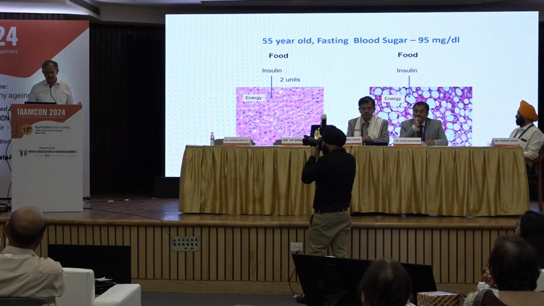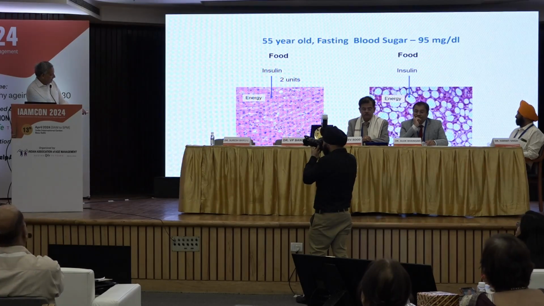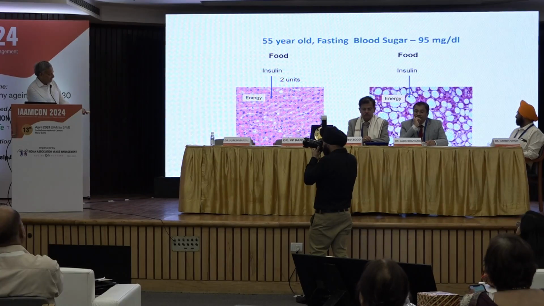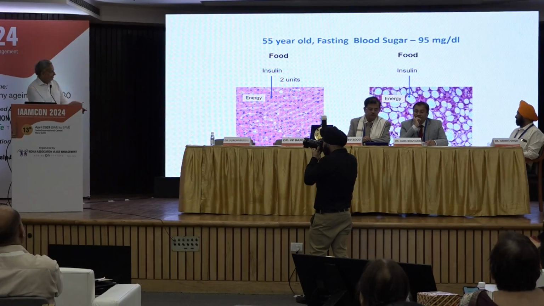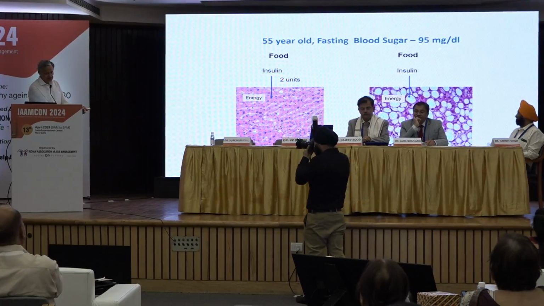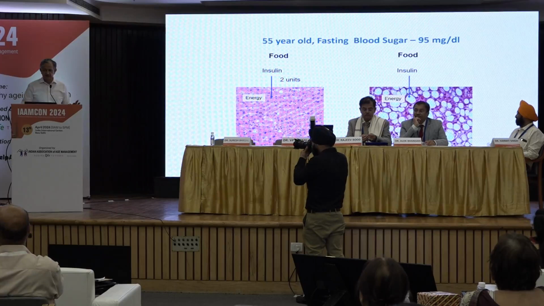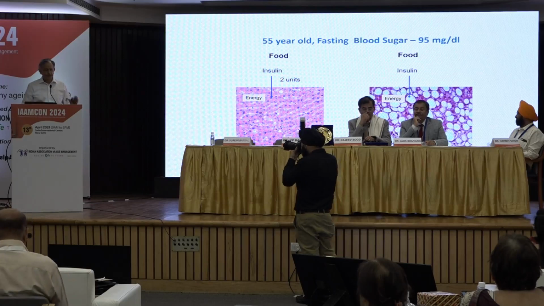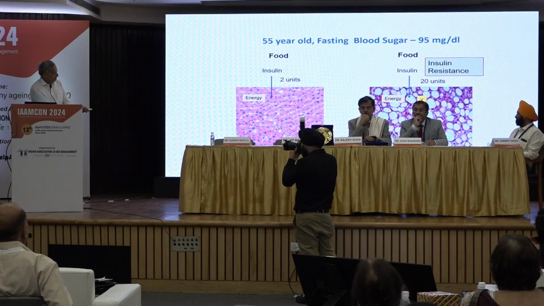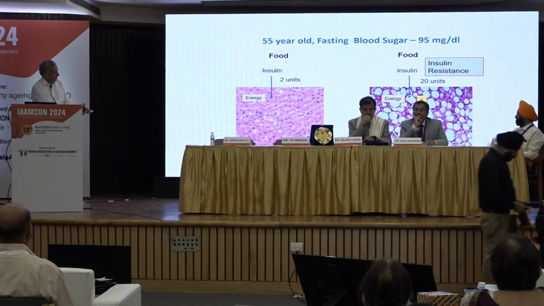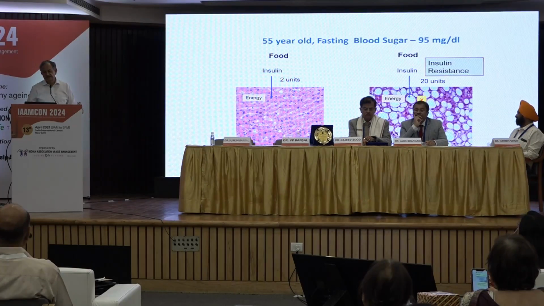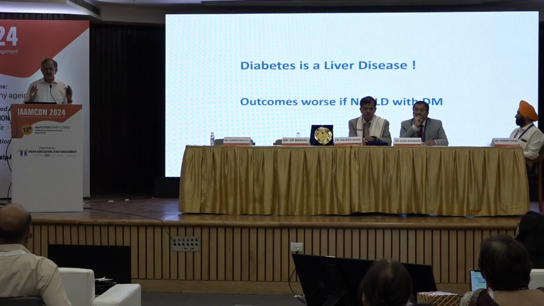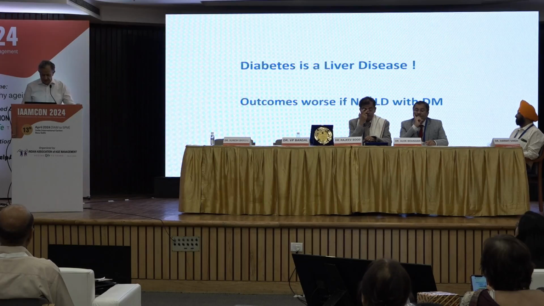Diabetes is a liver disease. I'll explain how. These are all normal cells. These are fat containing cells. Now there are two people. Both have a blood sugar of 95. So you get up, my sugar is 95. This man uses 2 units of insulin and his sugar is 95. This man uses maybe 20 units of insulin every day and he has a sugar of 95. This is insulin resistance. Diabetes is a liver disease. This is a very important message I want to give you.